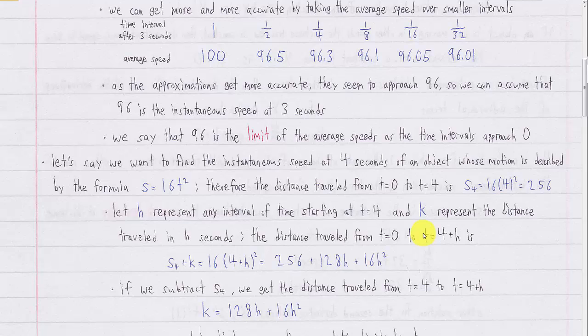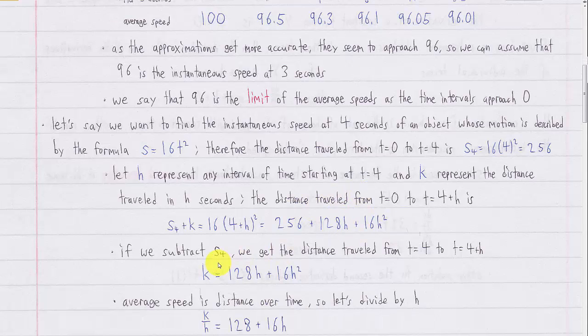Next, we're going to subtract this equation, S4, the distance traveled at 4 seconds, which is equal to 256, from this equation. And doing that leaves us with k, which, remember, is the distance traveled in h seconds.